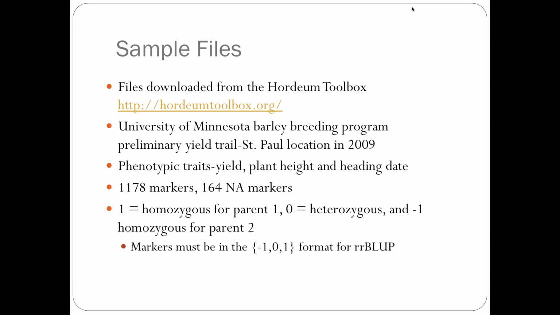The marker set had 1,178 markers, and 164 of those markers are NA, and we'll go through with imputation what to do with these NA markers. The data set was also in the format that's needed for the rrBLUP package, and this is that the markers must be in a -1, 0, or 1 format. So the 1 is the SNP for the homozygous parent 1, 0 is heterozygous, and -1 is homozygous SNP for parent 2.